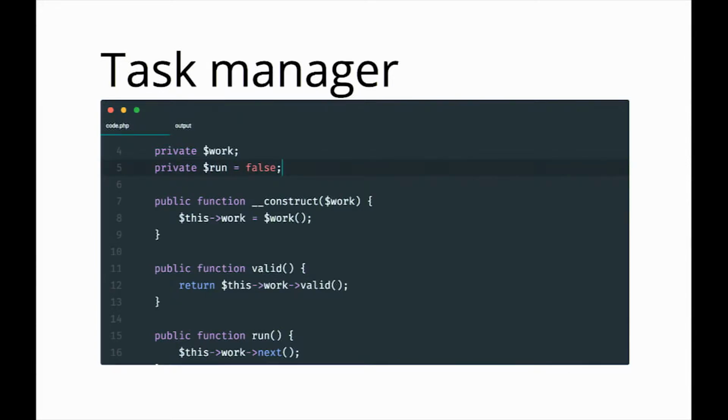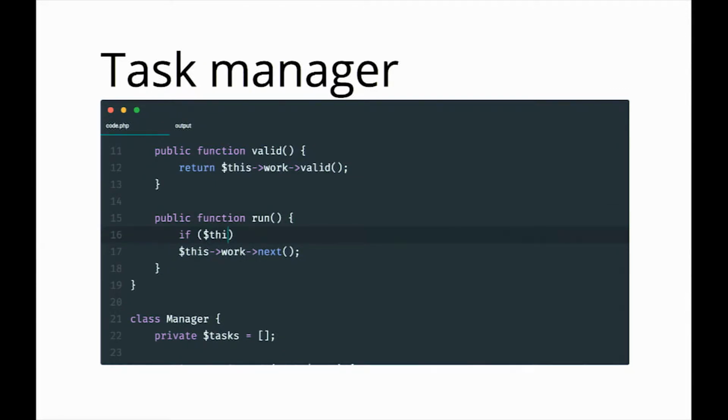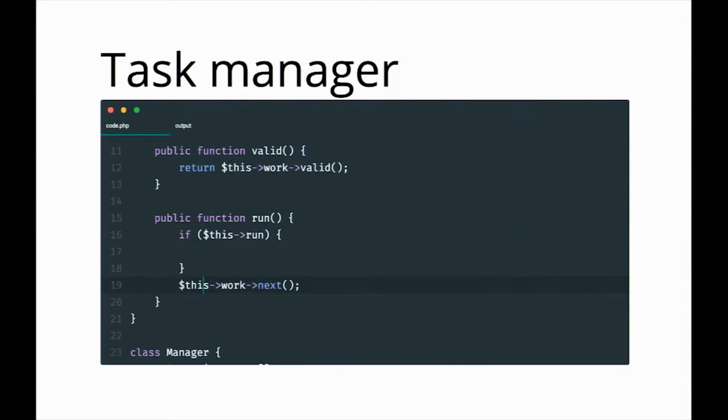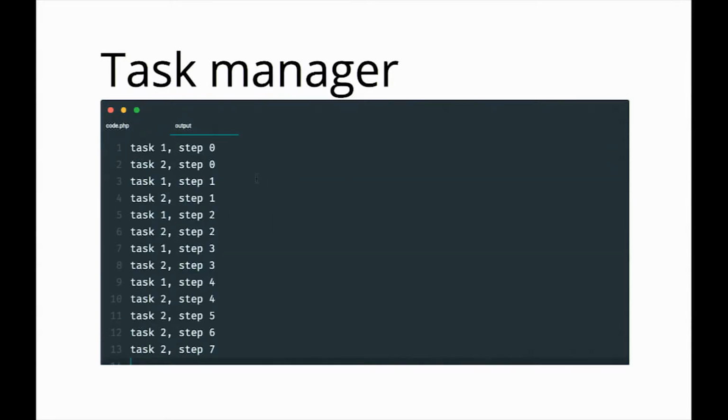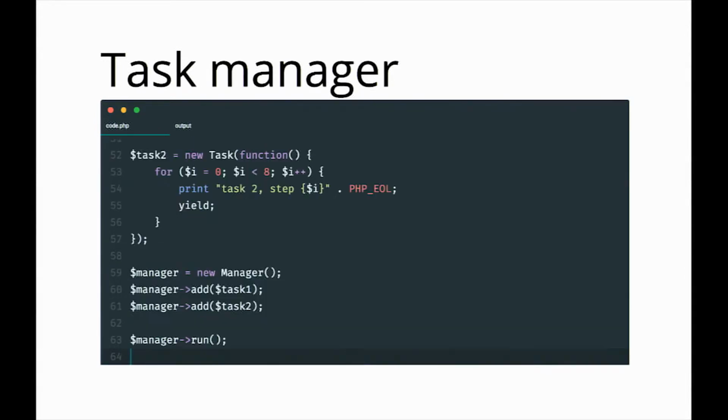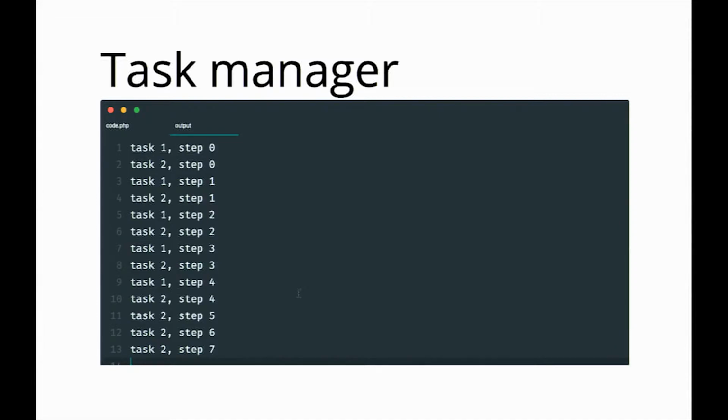Private run. So the first time, we'll do this. If this run, well, this isn't the first time, this will be subsequent times. Else this work current. Now when we run this, it should interpolate as we expect. There we go, task 1, task 2, task 1, task 2. I'll show you something interesting, even more interesting than all of this. We've done this in 64 lines of code. We've made asynchronous code in 64 lines.